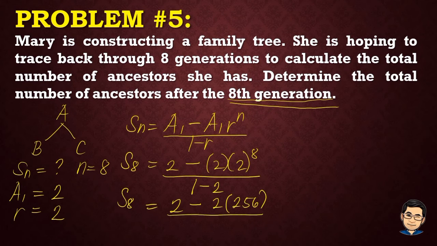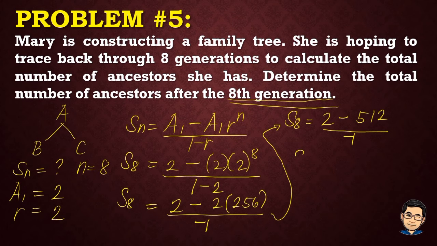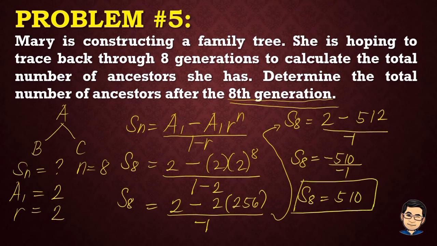All over negative 1. So, we rewrite 2 minus the product of 2 and 256 is 512, all over negative 1. So, S sub 8 is equal to 2 minus 512, that is negative 510, divided by negative 1. So, S sub 8 is equal to 510. So, ano po yung 510 na to? So, ito po yung total number of ancestors after the 8th generation.